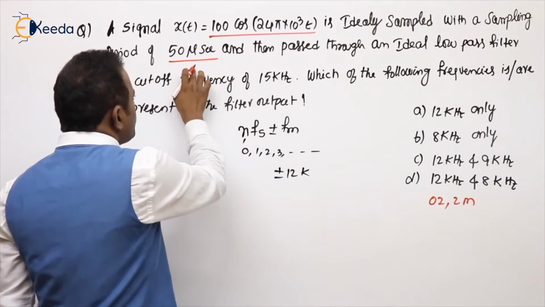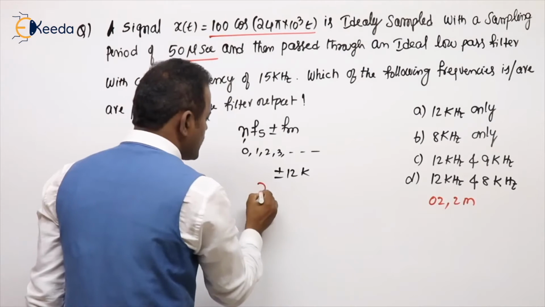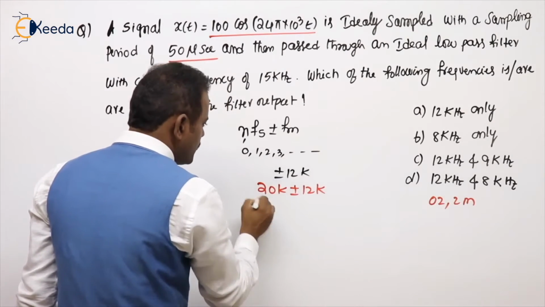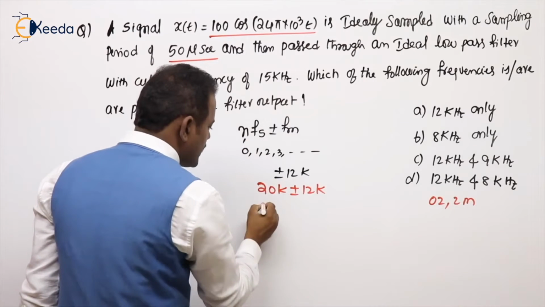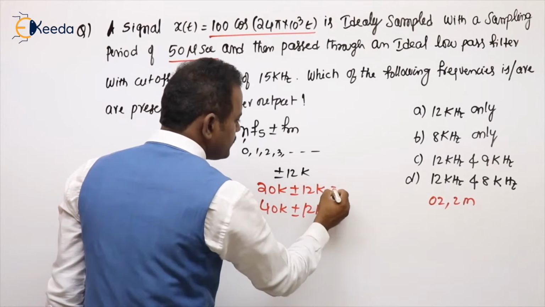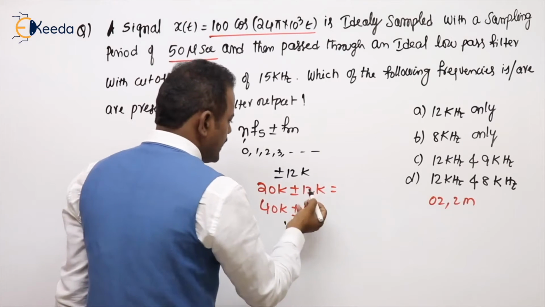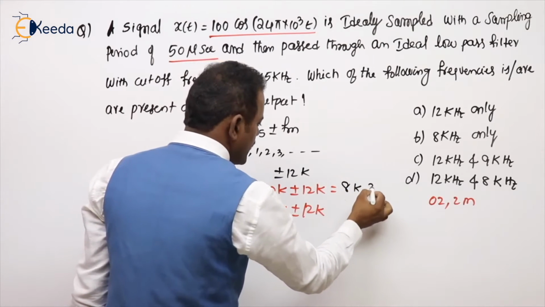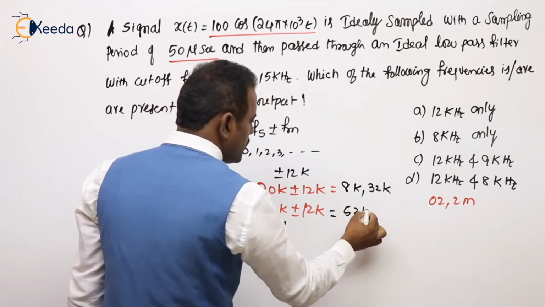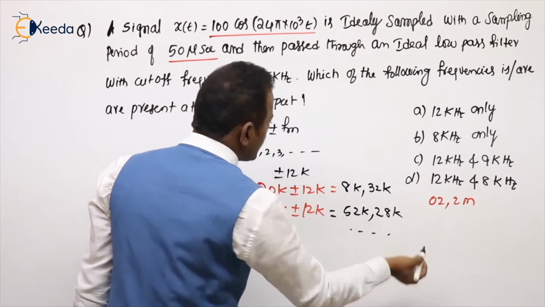Ts is given as 50 microsecond. Fs will be 1 by Ts, so 1 by 50 microseconds means 20K plus or minus 12K. Next, for integer N value 2, 2 20s are 40K plus or minus 12K. Now calculate, and so on. It will be 8K, 32K, then 52K, and minus means 28K, and so on you will get.